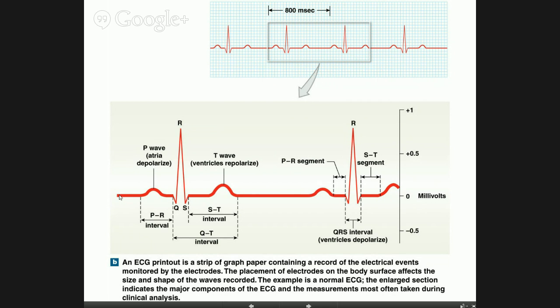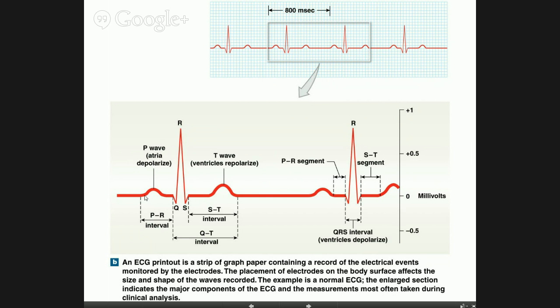Basically what we're looking at is a piece of paper that's being drawn on by a pen, and the pen moves up and down depending on electrical changes that we're recording from the heart. And so each of the times that we see a bump in one direction or the other, that's the pen moving because of an electrical change that's being recorded.